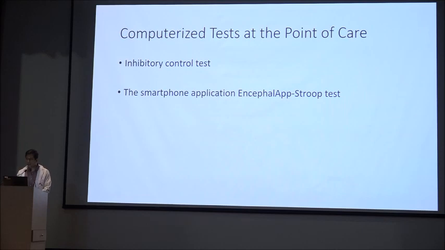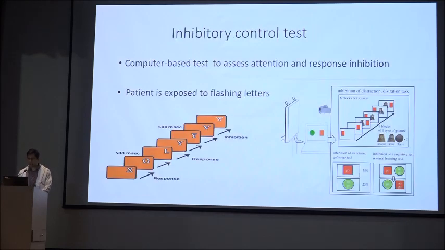So coming to the computerized tests at the point of care. The first one, which is again a very old test, is the inhibitory control test. This was a computer-based analysis to look at attention and response. The patient is exposed to flashing letters, as you can see here, X, O, L, Y. And there are something called lures. Now the lures can be that after an X you should normally have an O and an L, but they can have another X come in between over here. That's when the patient has to pause the test and say that this is incorrect.